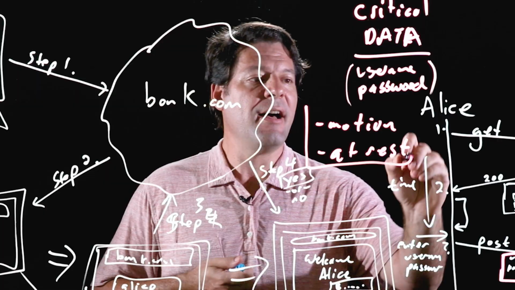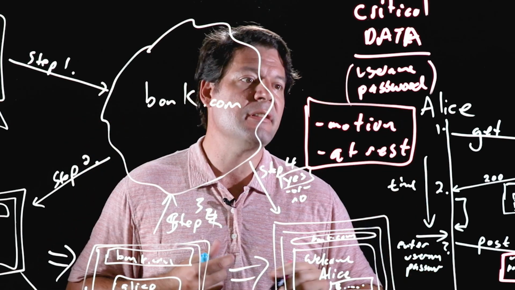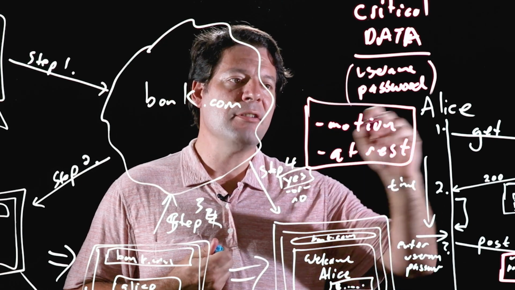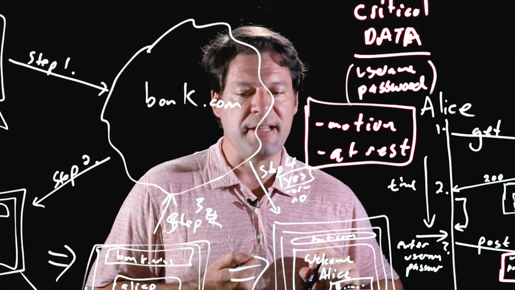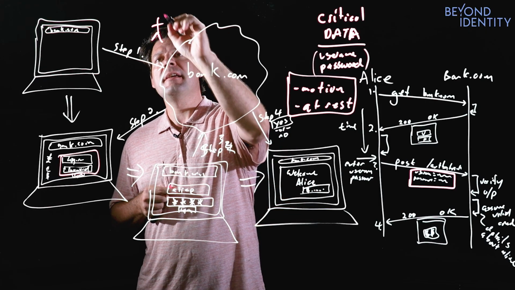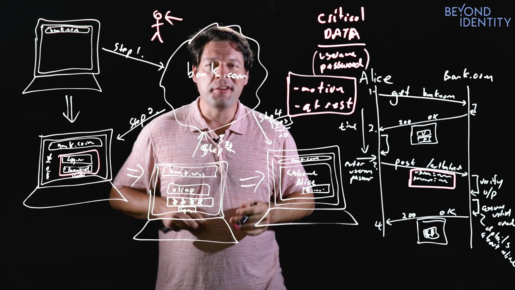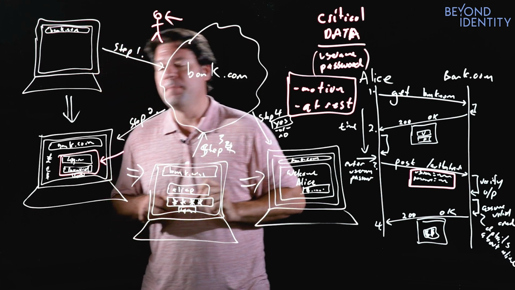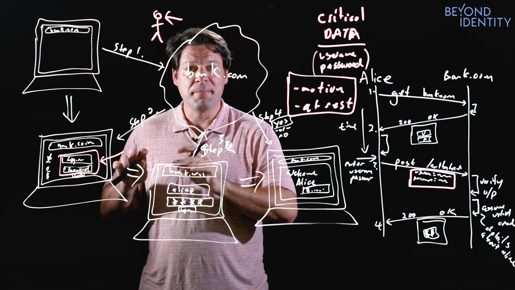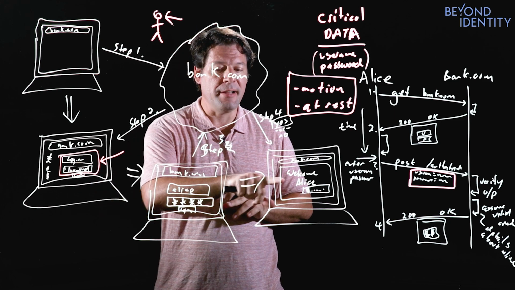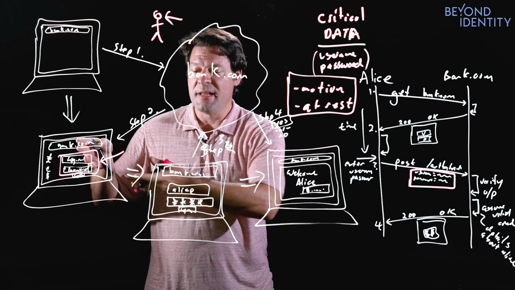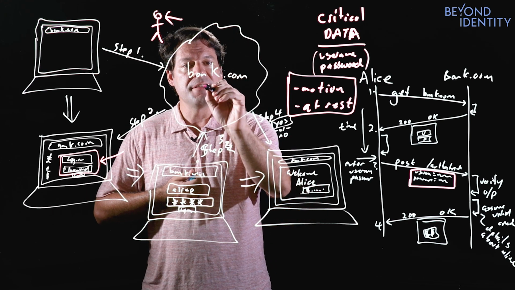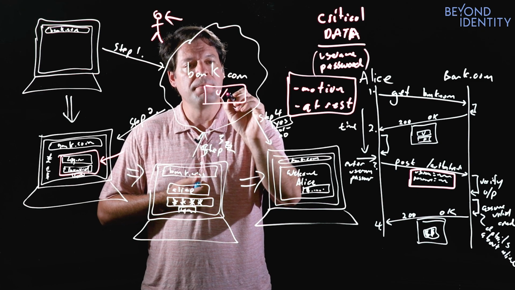Well, we can define the surface area of the problem, or the attack surface, by analyzing the motion of the data: how is it being protected when it's in motion, and how is it being protected when it's at rest? It lives in Alice's head. We're not going to do much about Alice or her head. But it also lives right over here in Alice's machine when Alice punches the username and password into her machine. So the question from an at-rest perspective is, how am I protecting the username and password on Alice's machine?